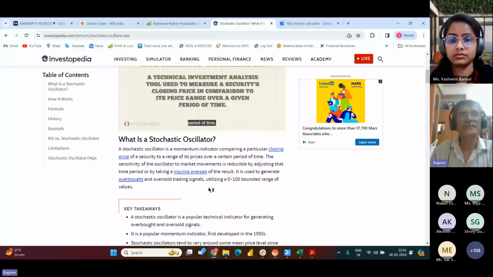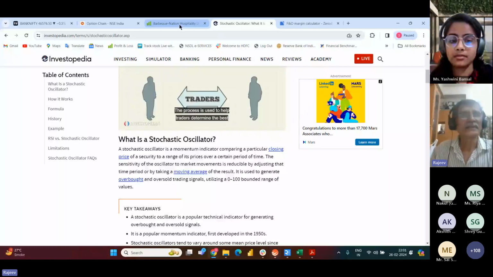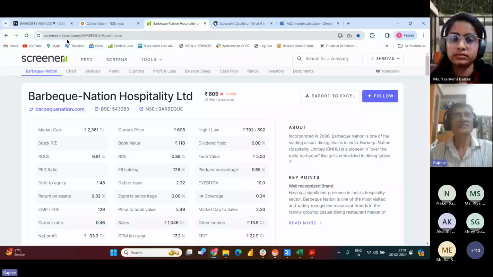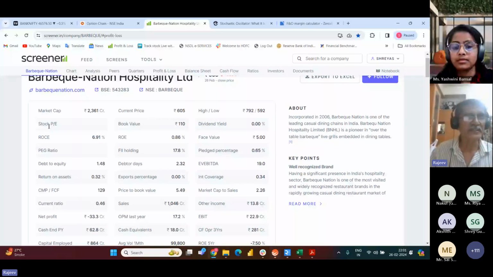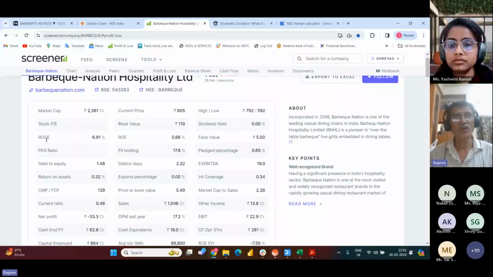So while we are on different websites, this is another website, screener.in. It's a site that gives fundamental information. So some of you might be interested in knowing the fundamentals of the company. This particular site gives you the fundamentals, the data points about the company. What is its ROCE, return on capital employed, or return on equity, that is ROE. What is the PEG ratio?